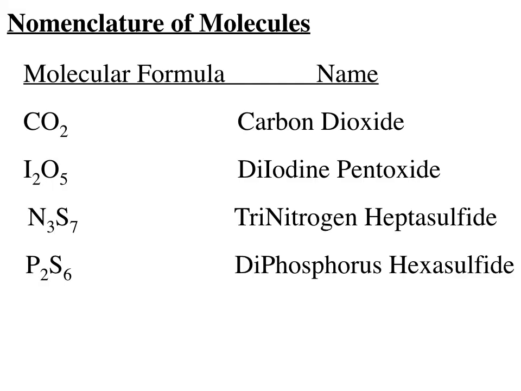Some more examples of the nomenclature of molecules. Let's suppose here I'm giving you the empirical formula, you give me the name, which of course when we have our little assessment upcoming, I will expect you to go one way or the other. If I gave you the symbol CO2, that would be carbon dioxide, no mono on the carbon, notice. I2O5 is diiodine pentoxide, N3S7, trinitrogen heptasulfide, P2S6 would be diphosphorus hexasulfide.